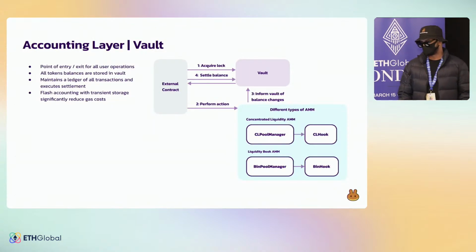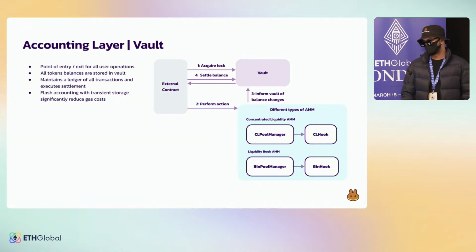The first one is the accounting layer, the vault, which is basically the point of entry and exit for all user operations, and it stores all the token balances in this particular contract. So how the flow works is that the external contract or the caller acquires the lock with the vault first, and then performs any action such as swapping or liquidity adjustments.